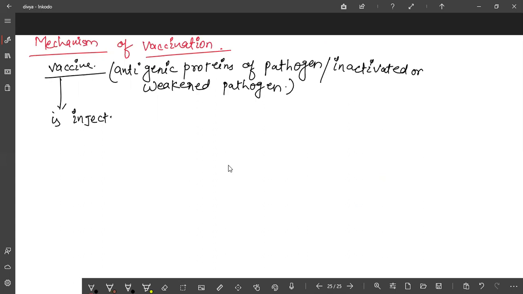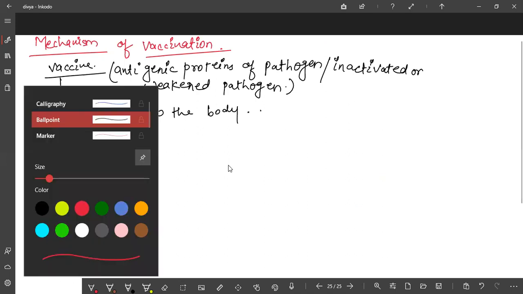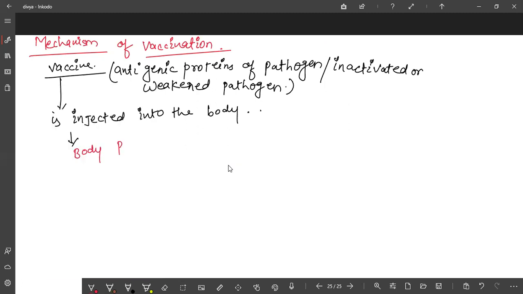This is injected into the body. Then what will happen? The body produces antibodies against the antigen.